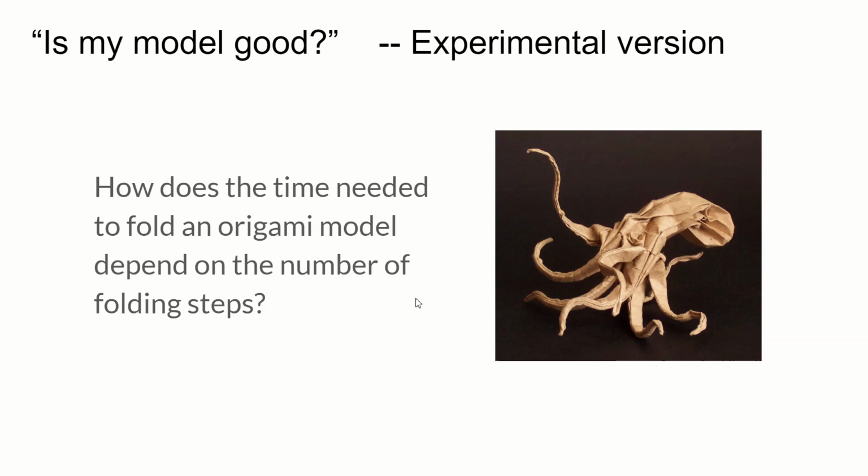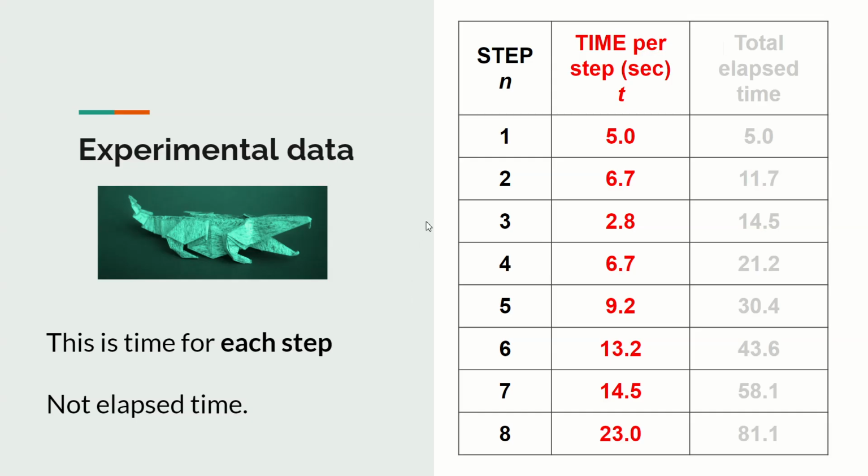So let me tell you what the model was really about now. The model was actually about the time needed to fold an origami model depending on the number of folding steps. But the data isn't actually about the total elapsed time it takes to fold the model. It's about how long each individual folding step takes.